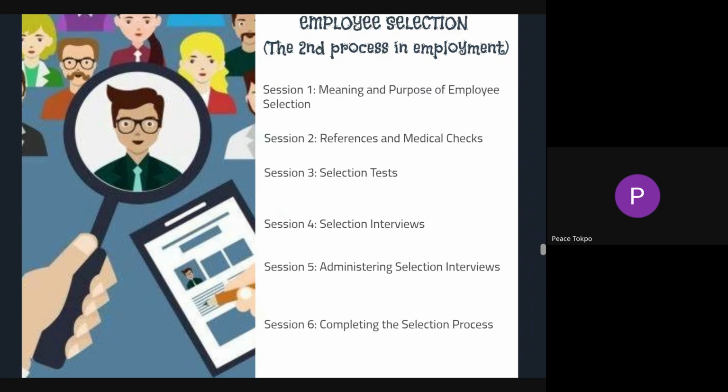References as a selection device. A candidate may be requested to nominate referees who are prepared to supply information concerning the candidate's past life and character. References can come in any of the following ways. A, unsolicited.